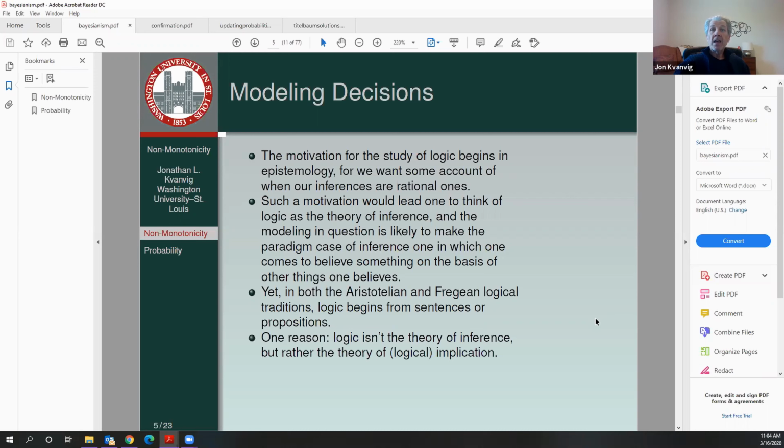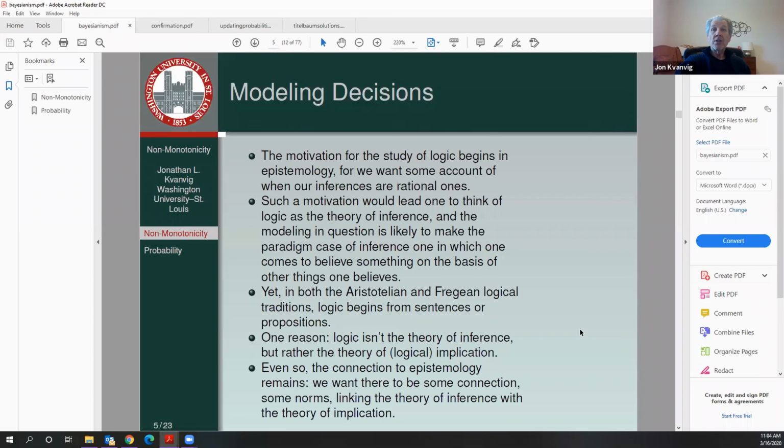The reason for this is logic really isn't the theory of inference. Logic isn't the theory of inference, but it's rather a theory of logical implication or consequence relations. And that's a relation that holds between sentences or propositions. Even if inferences are things that occur between beliefs, the theory of logical consequence or logical implication isn't. It's an abstraction away from the psychological material. Even so, the connection remains. We want there to be some connection linking the theory of appropriate inference with the theory of logical consequence.